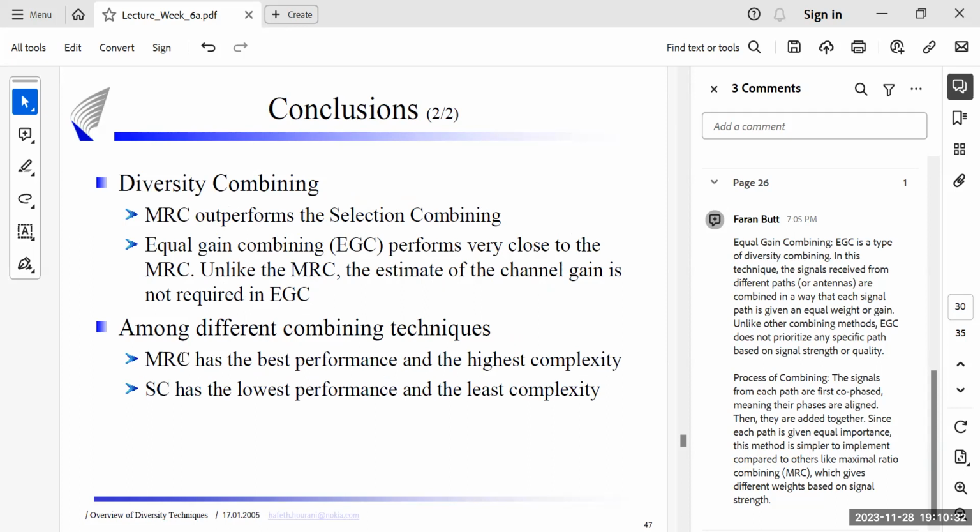Among the different combining techniques, maximal ratio combining has the best performance, but it has the highest complexity, and selection combining has the lowest performance, but it has the least complexity. So if you are okay with a certain threshold of performance, but you don't want to compromise on the complexity, then selection combining is fine. But if you are able to bear the complexity or the cost of your processing, then obviously maximal ratio combining is the best of all the techniques that you have studied.